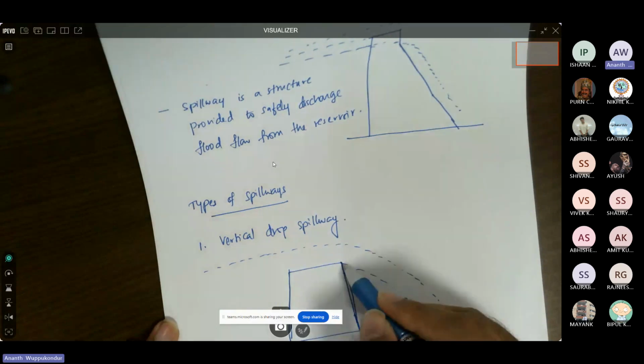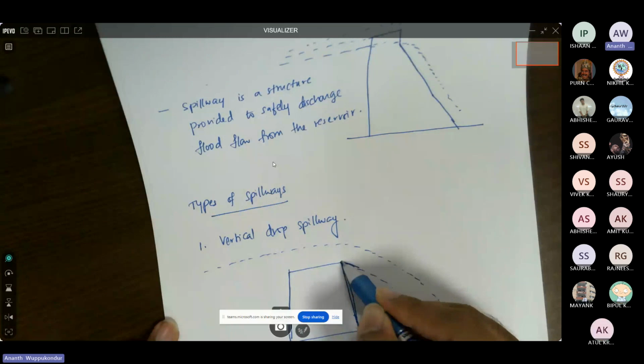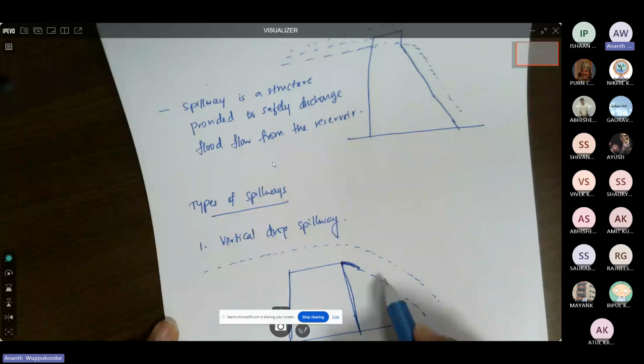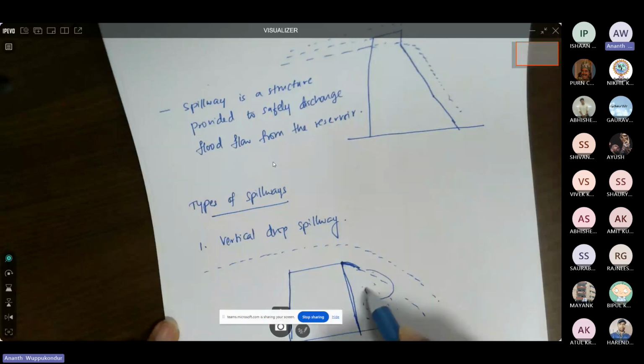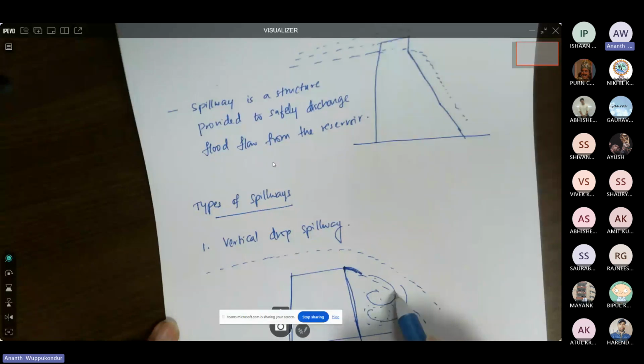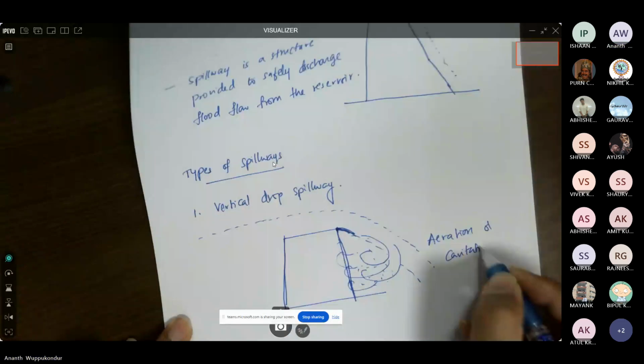Now, because of this vertical drop, you see the flow is getting separated from the weir, and then you have some aeration or air trapped in this place. Now, the flow sometimes can be circulating as it flows down, and then it will slowly move towards the upstream face, and it can erode the downstream face of the dam. So there is a problem of aeration or cavitation in this.